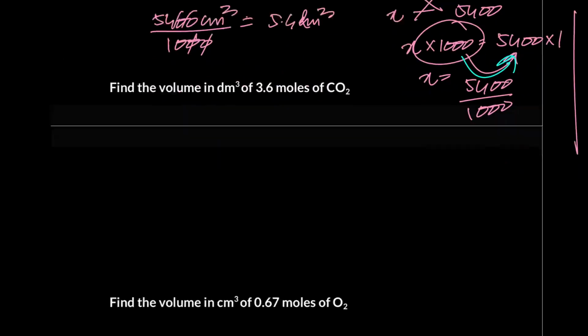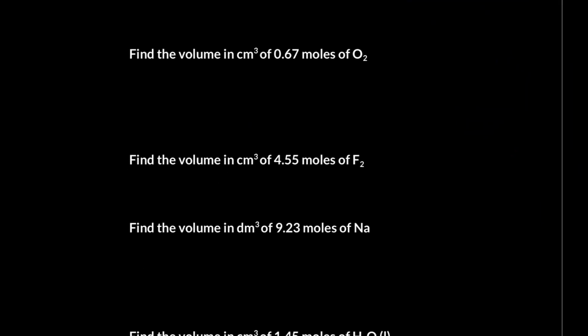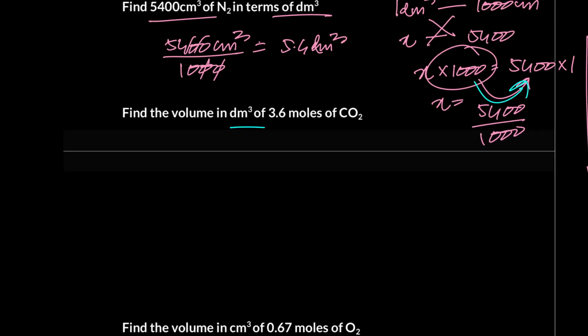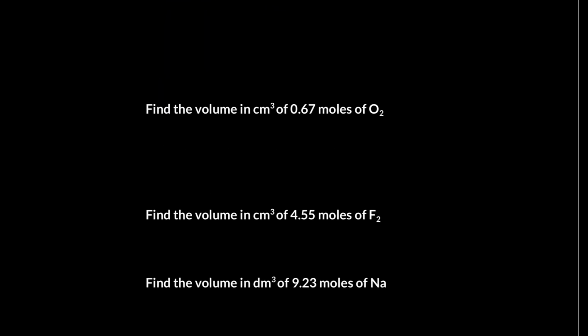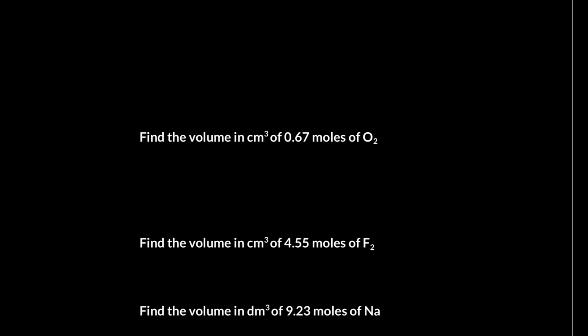अच्छा, करें, फाइंड द वॉल्यूम. चलो जी, फाइंड वॉल्यूम इन डेसीमीटर क्यूब इन 3.6 मोल्स. सो वॉल्यूम इज इक्वल टू मोल टाइम्स 24. मोल्स कितने हैं? 3.6 को 24 DM क्यूब से मल्टीप्लाई करें तो वॉल्यूम आ जाएगा. अच्छा, फाइंड द वॉल्यूम इन सेंटीमीटर क्यूब. वॉल्यूम इक्वल्स मोल टाइम्स 24. 24 के 24,000?